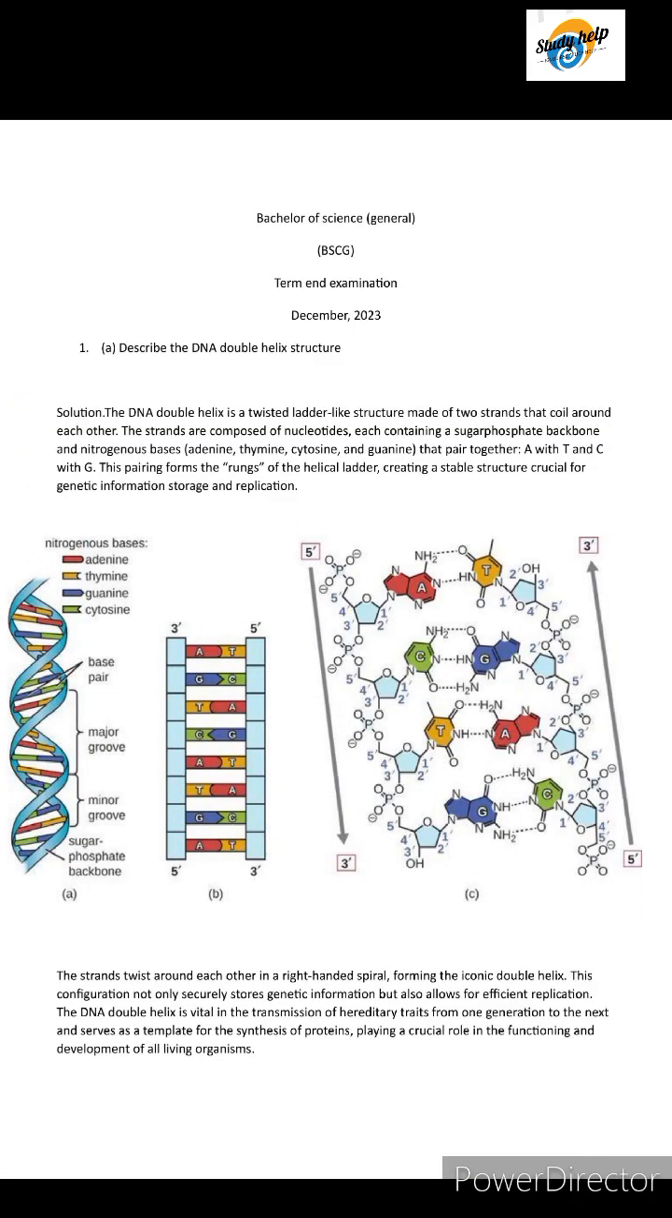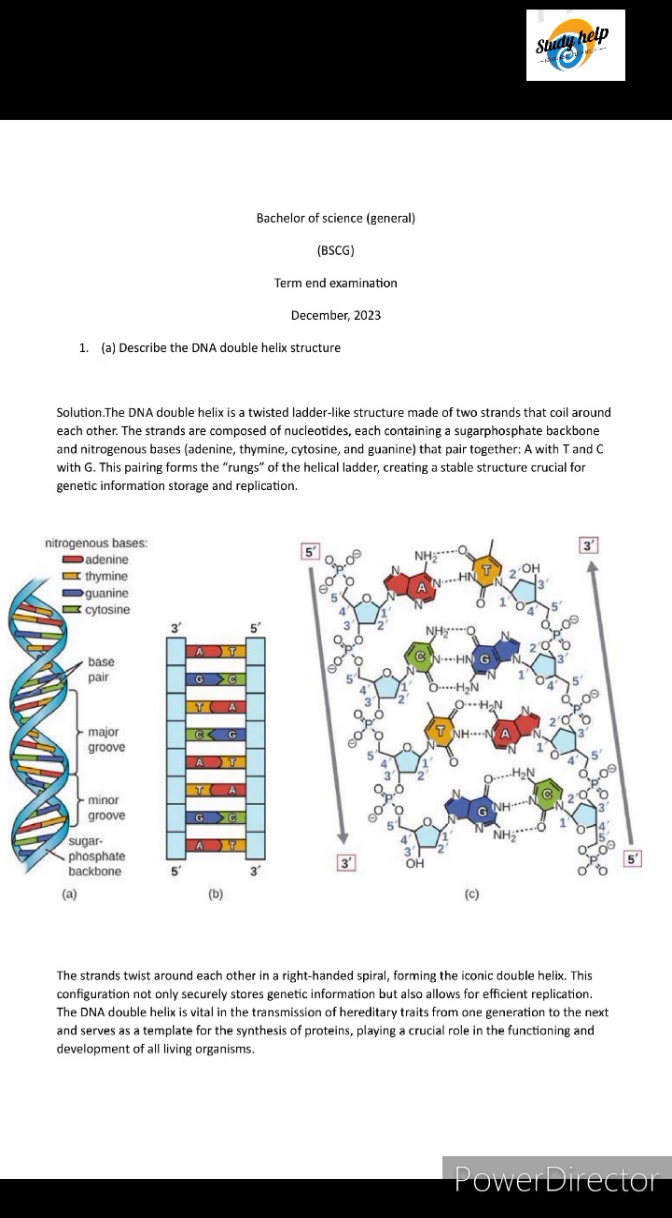1a. Describe the DNA double helix structure. Solution. The DNA double helix is a twisted ladder-like structure made of two strands that coil around each other. The strands are composed of nucleotides, each containing a sugar phosphate backbone and nitrogenous bases, adenine, thymine, cytosine, and guanine, that pair together, A with T and C with G. This pairing forms the rungs of the helical ladder, creating a stable structure crucial for genetic information storage and replication.